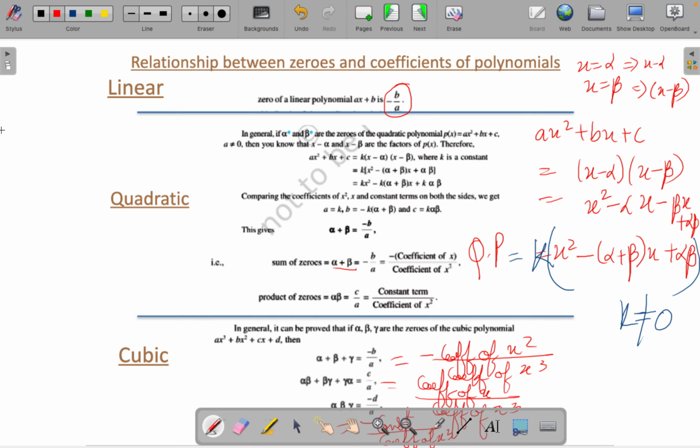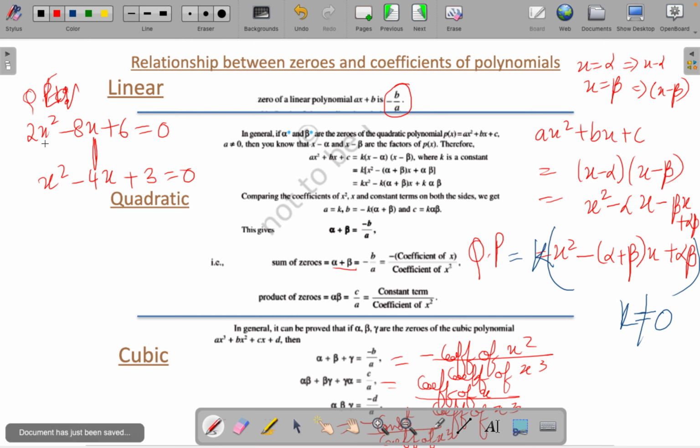If I take a quadratic equation 2x² - 8x + 6 = 0, don't you think this quadratic polynomial, suppose it is a quadratic equation, will be equal to x² - 4x + 3 also? These two will be equal, the same factors will be there. Why? Because I took 2 common and took it to the other side as 0, right?